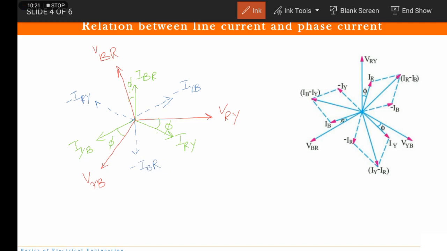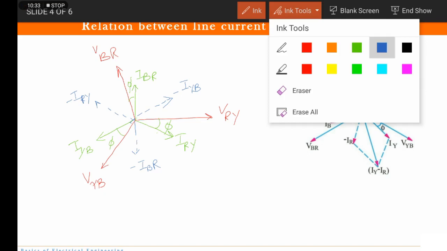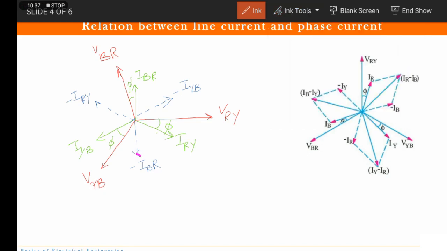So what is the next step? I want resultant R. So what is going to be my resultant here now? It will be the resultant of these two. Correct? So this is IR. And again this phase difference is 60 degrees.